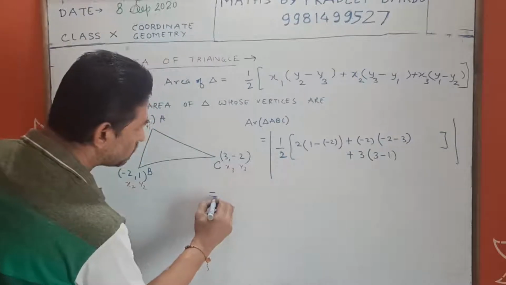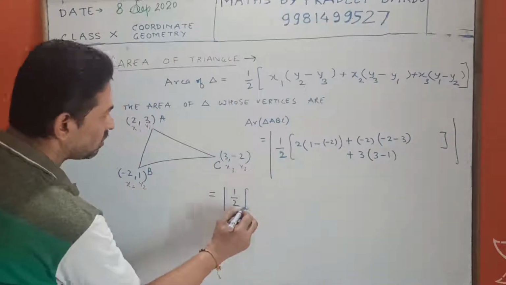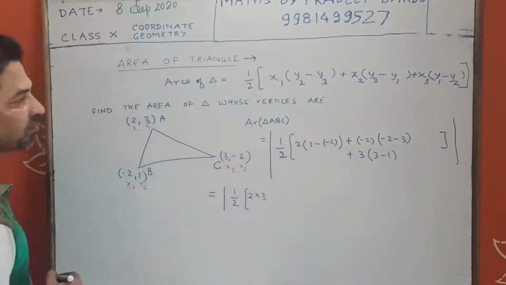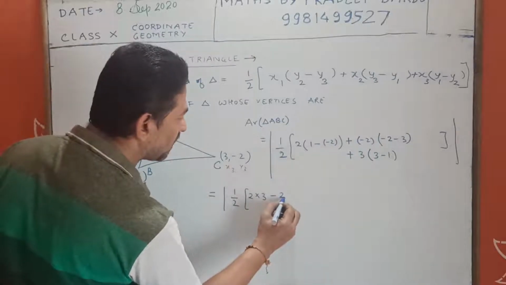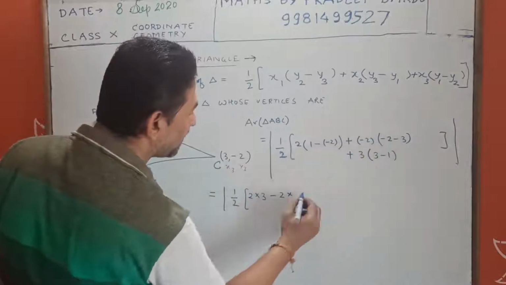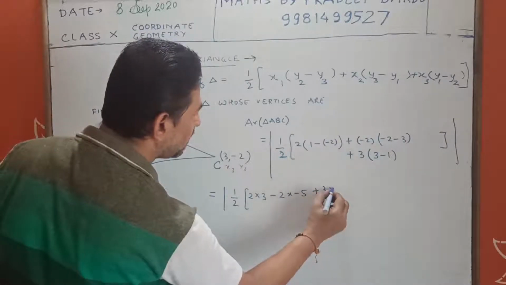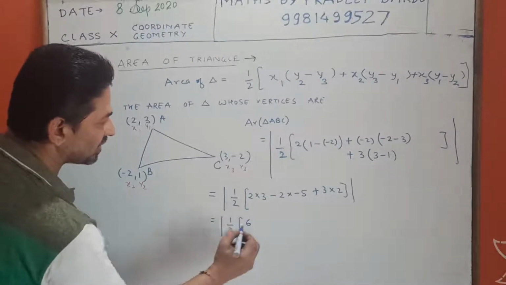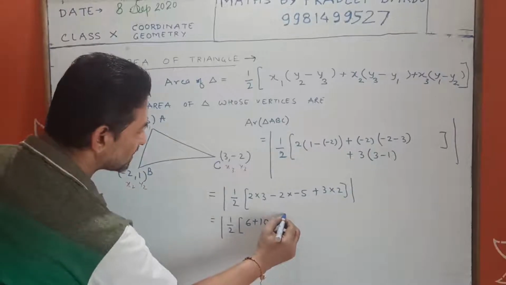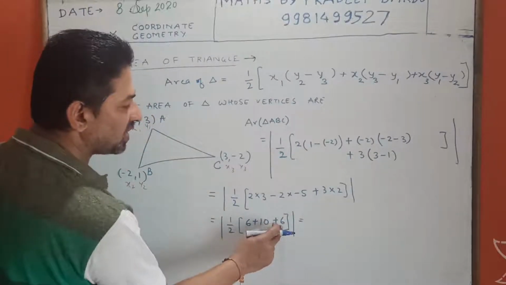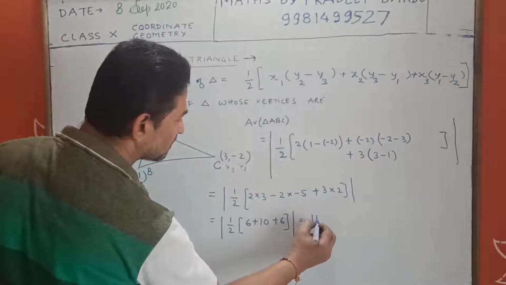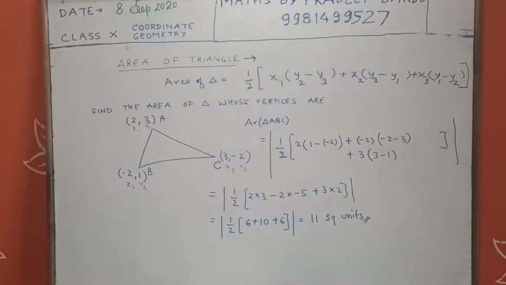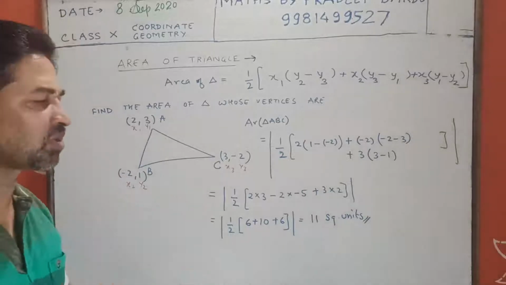which is equal to absolute value half, 2 into minus minus plus, 1 plus 2 will become 3, so 2 into 3, plus minus, this is minus 2 into minus 5 plus 3 into 2, and that is absolute value of half 2 into 3 is 6, plus 10 plus 6, 10 plus 6 16, plus 6 is 22, 22 by 2 is 11, so this is 11 square units is the area of this triangle. 11 square units. So remember, it's very easy to solve.